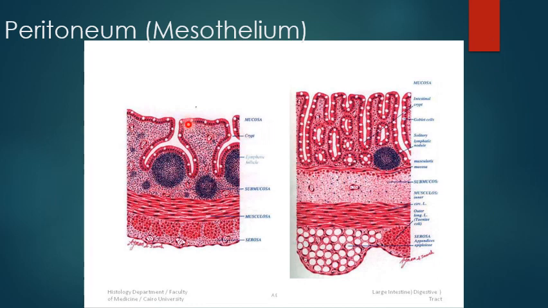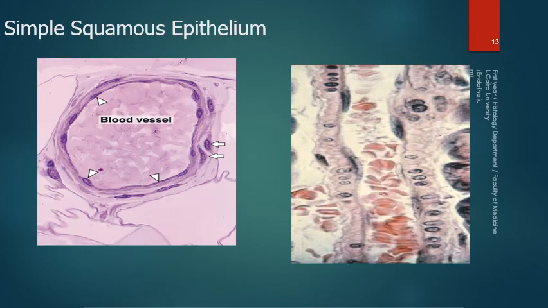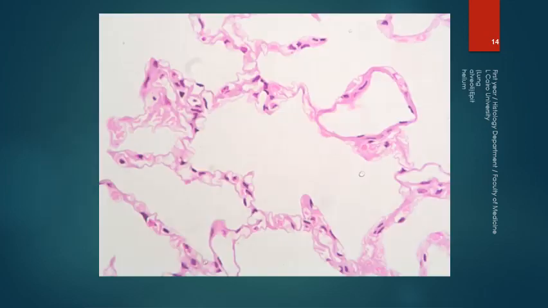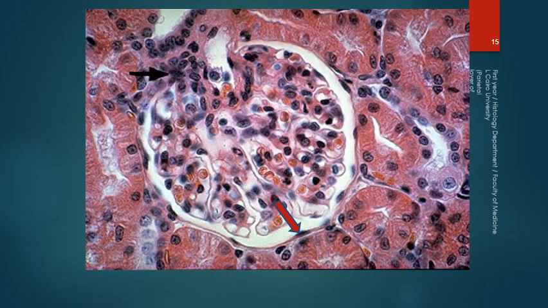As we said, for easy movement, it's present in the mesothelium, either the peritoneum, pleura, or pericardium, and lining the blood vessel for easy passage of the blood. This is the blood vessel lined with simple squamous epithelium. This is LS section and this is TS section. Lung alveoli for gas exchange, and glomerular filtration in the Bowman capsule.